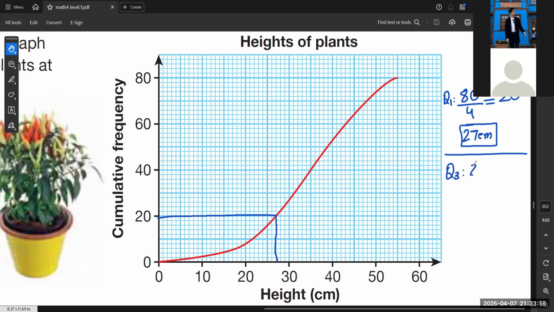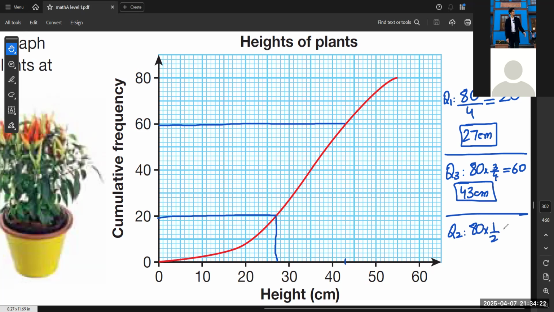What about the upper quartile? For the upper quartile, what should I do? 80 times 3 over 4. Exactly, which is going to be 60. So we trace 60 and we check the value, which is this, I believe, which is 43 centimeters. And for the median, what should I do? 80 times what? Half of 80. Yeah, which is 40. So now you trace 40, reach this, find out the middle, which is 35 centimeters.